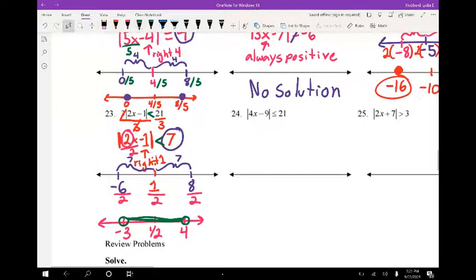So the interval notation of this would be from negative 3 to 4, because I'm looking at those numbers in between them. And because they're open circles, it's going to be parentheses. So this would be my answer.